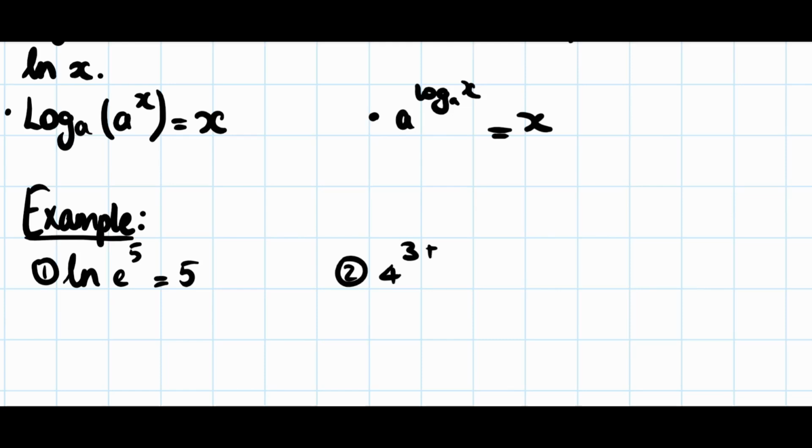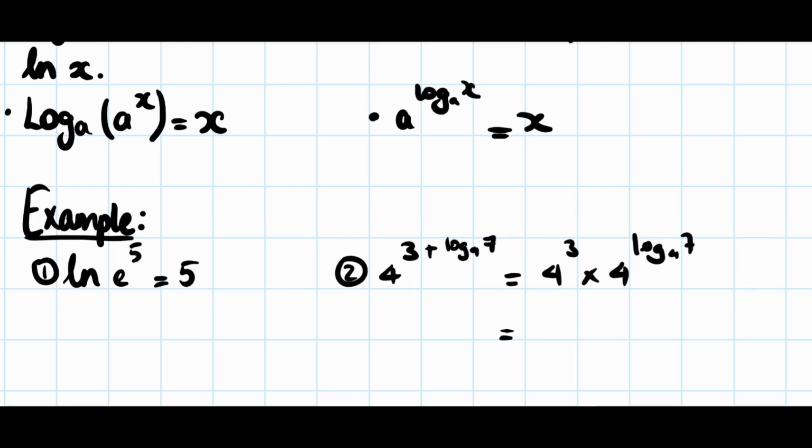Now we're going to look at a second example. So we're going to write 4 cubed plus log base 4 of 7. Now we're going to separate these by using laws of indices. So this will be 4 cubed times 4 to the power of log base 4 of 7.